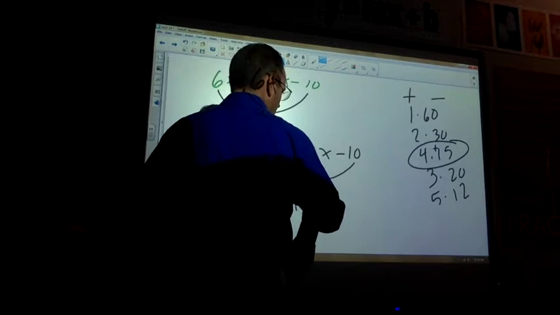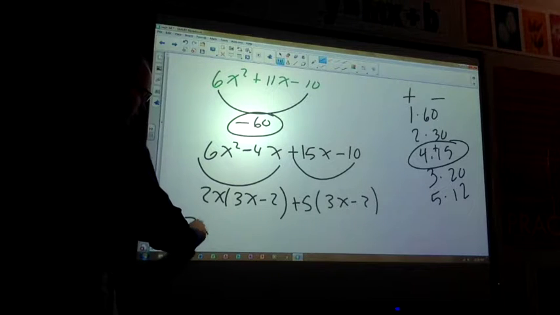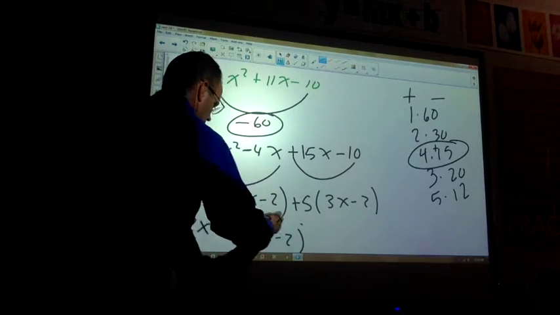Yeah, sounds good. So that gives me 3x minus 2. These both have the same exact term, yes? So I get 2x plus 5 times 3x minus 2. It is now factored.